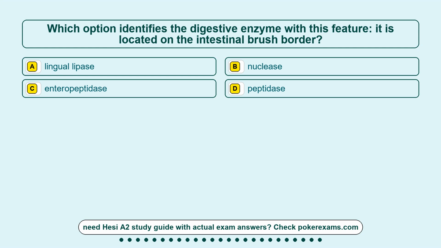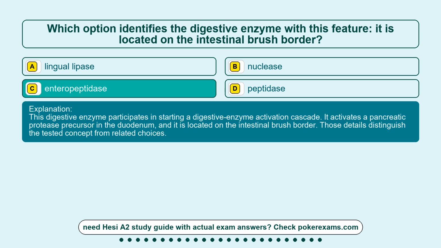Question 4. Which option identifies the digestive enzyme with this feature? It is located on the intestinal brush border. Option A, lingual lipase. Option B, nuclease. Option C, enteropeptidase. Option D, peptidase. The correct answer is option C, enteropeptidase. This digestive enzyme participates in starting a digestive-enzyme activation cascade. It activates a pancreatic protease precursor in the duodenum, and it is located on the intestinal brush border. Those details distinguish the tested concept from related choices.